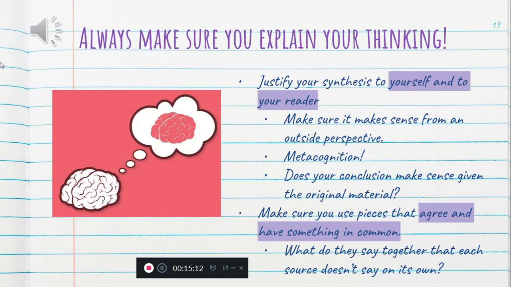To get back to that puzzle analogy, make sure the pieces that you've taken out and put together actually agree and have something in common. Because if you just put them together because you wish they were together or because they sound good together, they're not going to actually make that bigger picture that they should make. So make sure that they say something together that the original source doesn't say on its own. You can't just repeat something that was in a different original source because then you can just use that original source instead. It has to be something better than each source could ever say on its own.